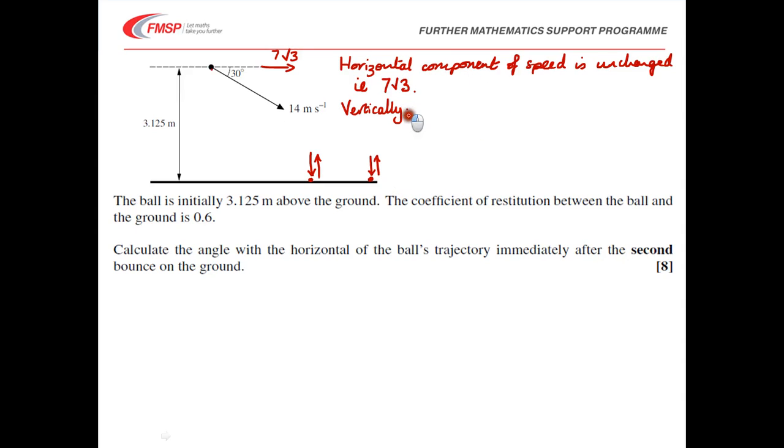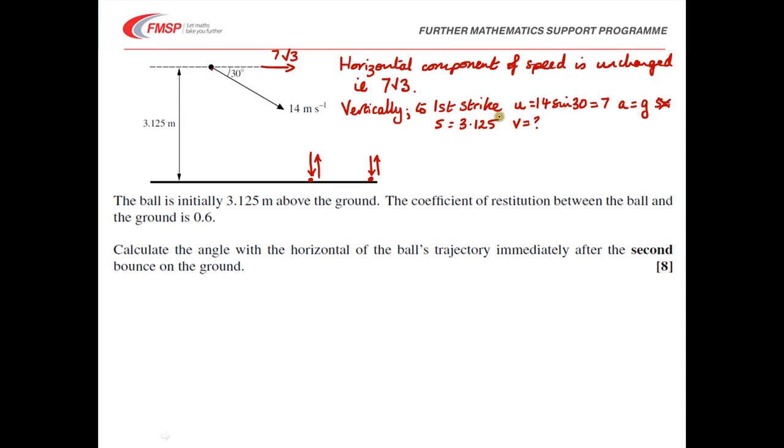Okay, so vertically, and I'm just going to put here vertically to first strike. So I'm interested in what happens between the point at which it's projected and the point at which it hits the ground for the first time down here. In the vertical direction, our initial speed downwards is going to be 14 sine 30, the component of that initial velocity, and that's going to be equal to 7. The acceleration in that downwards direction is equal to g, 9.8. The distance is going to be our 3.125. And we're looking for the final velocity.